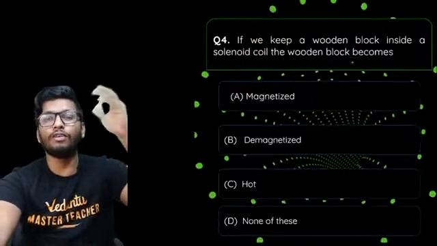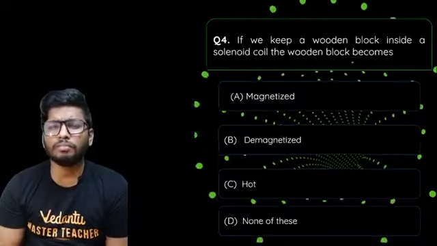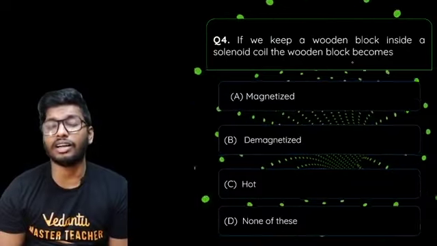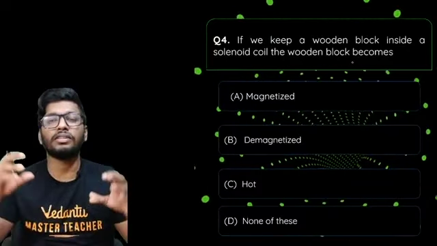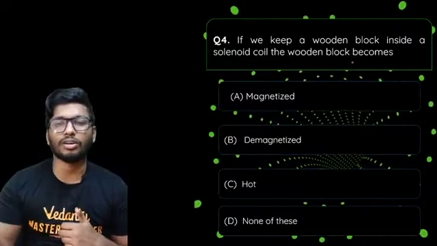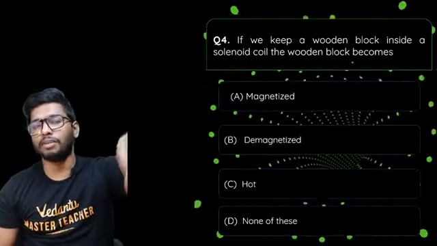As simple as that. Fourth question is, if we keep a wooden block inside a solenoid coil, the wooden block becomes magnetized, demagnetized, hot, or none of these. What happens if you keep a wooden block inside a solenoid? Would it become magnetized, demagnetized, hot, or none of these? What is the answer, do you think? Put it down in the comment section below.